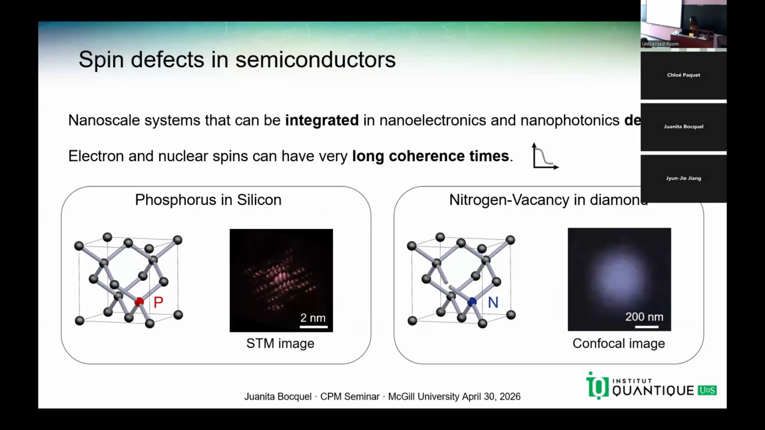Another interesting aspect of those defects is that they are, by definition, atomic scale systems. So you can see here an STM image or comparable images. Those are very nanoscale systems, and you can then integrate them into nanoelectronic or nanophotonic devices. This is a plus, especially because they are also good on the spin side of things, retaining long coherence times at low temperature, and for the nitrogen vacancy, even at room temperature.